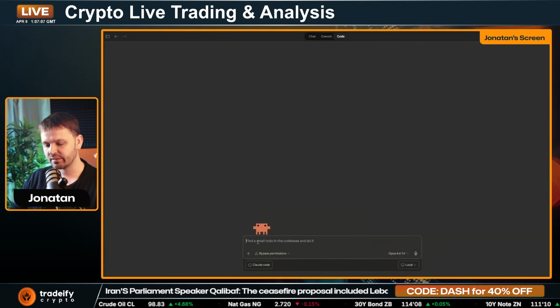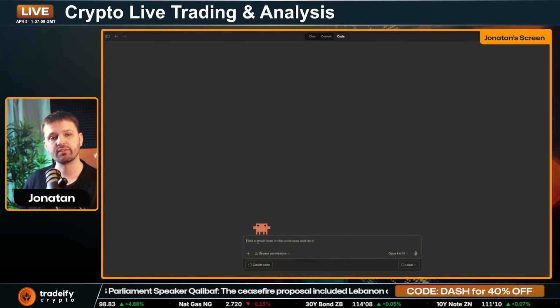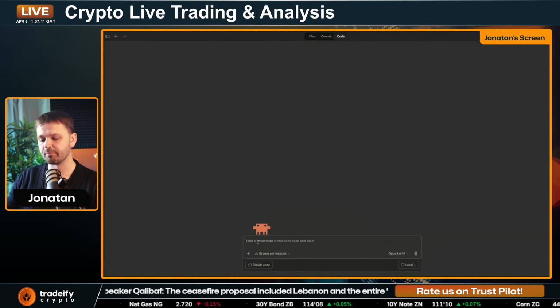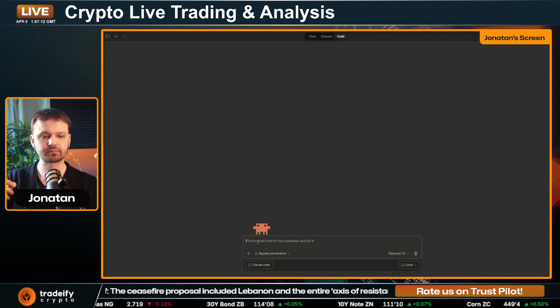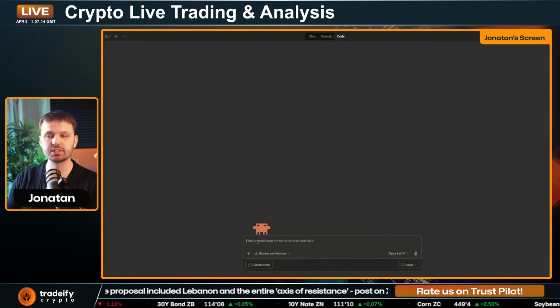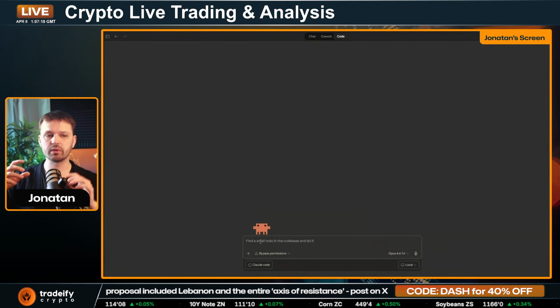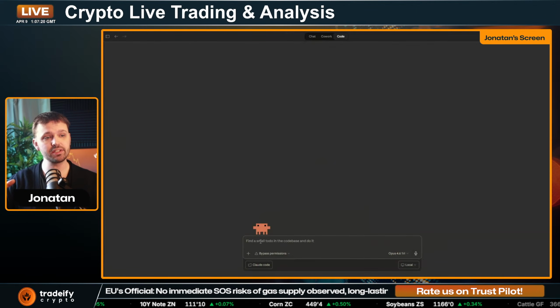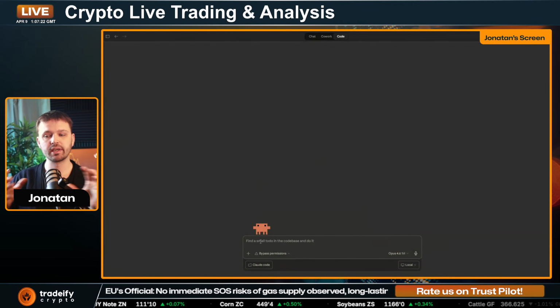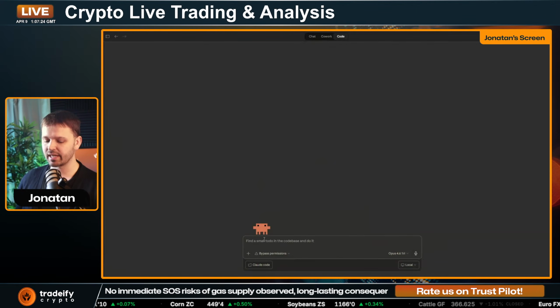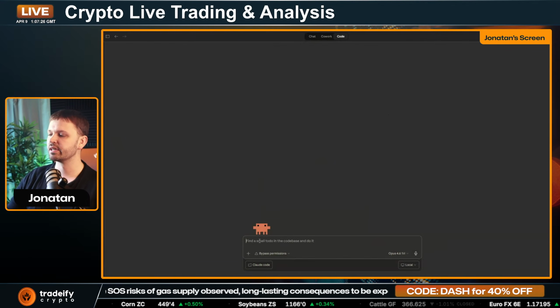And I've activated in the backend of Claude Code the ability to spawn agents. Claude Code can now in the backend spawn agents to work on this project in parallel. So I'm just going to explain the general idea on this.